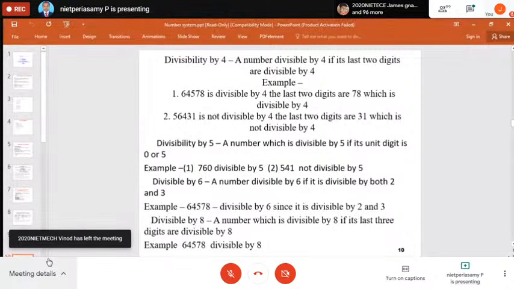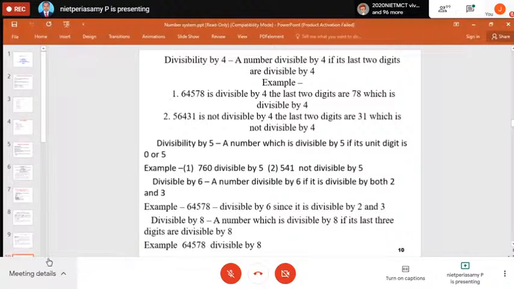64,578. This number is divisible by 2 and also divisible by 3. So as per the condition of divisibility by 6, the whole number 64,578 is divisible by 6. So this one is divisible by 6.